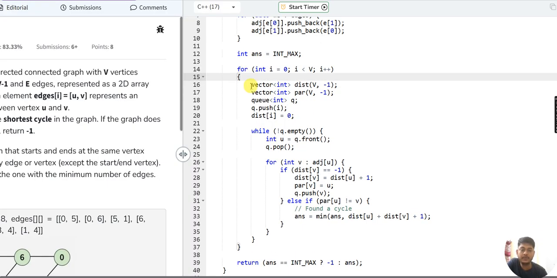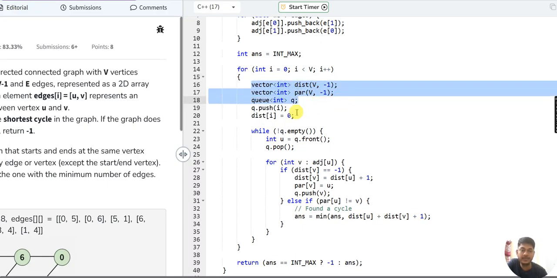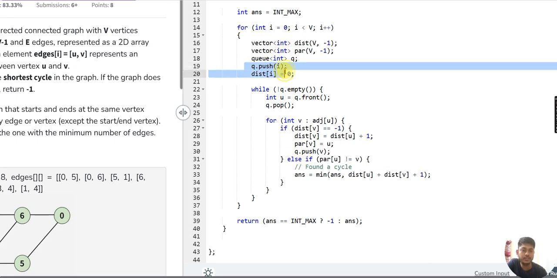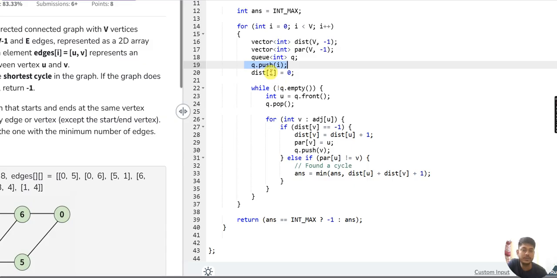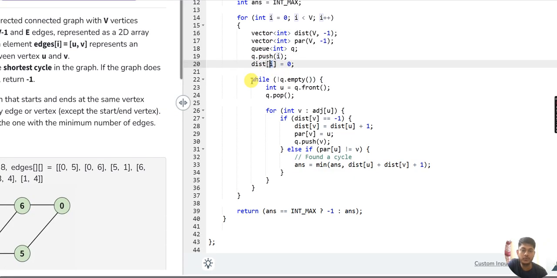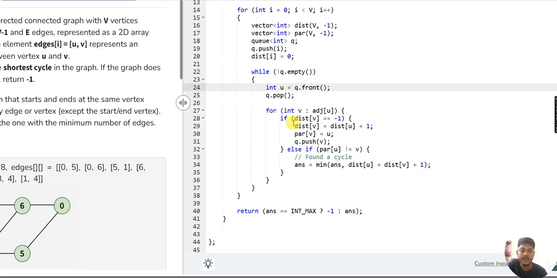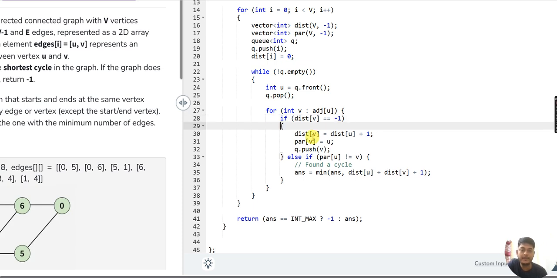And after that, we are making 2 vectors, one for the distance and one for the parent, and a queue is created over here. First of all, we push the current node in the queue, and distance of that vertex is equal to 0. While the queue is not empty, we pop the front element of the queue, and for all the adjacent vertices of that popped element, we check if distance of v is equal to -1. That means that vertex is not visited. So we will update its distance, update its parent also, and push that vertex into the queue.